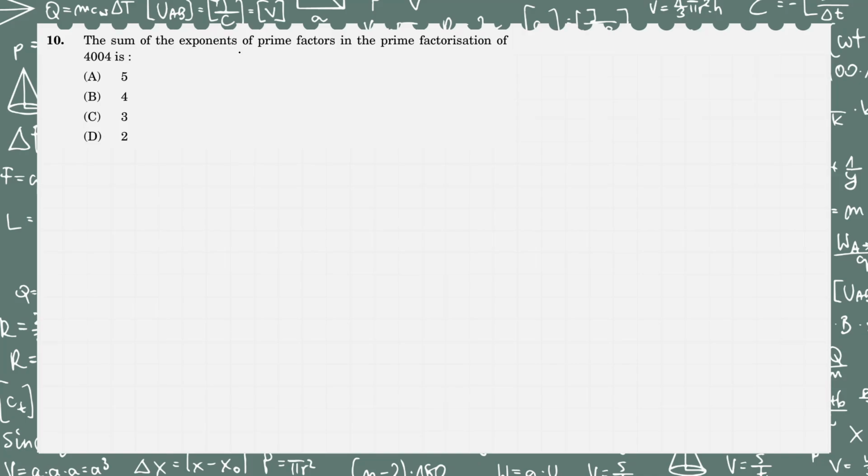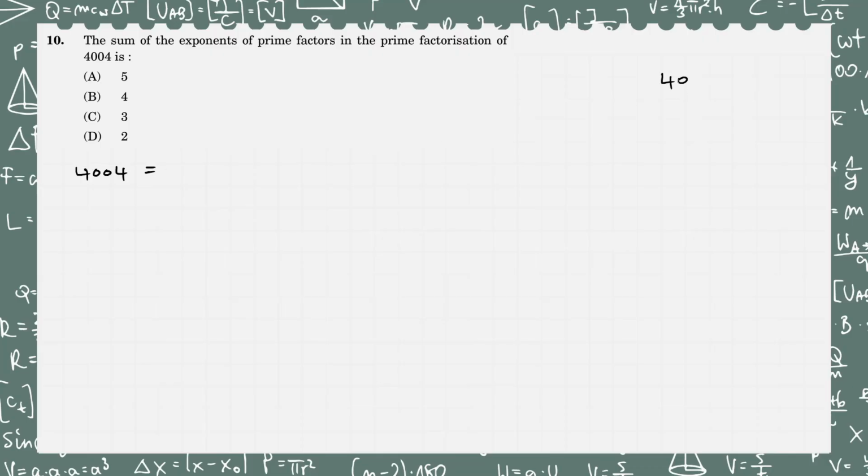The sum of the exponents of prime factors in the prime factorization of 4004 is. So first we have to do 4004's prime factorization and write it as a product of primes, and whatever are the powers of those primes, those are called the exponents of the prime factors, right? So after the prime factorization, whatever powers each prime factor has, we need to take all the powers and add them together. That is what they are asking as the sum of exponents. Okay, so let us start the process by factorizing 4004.